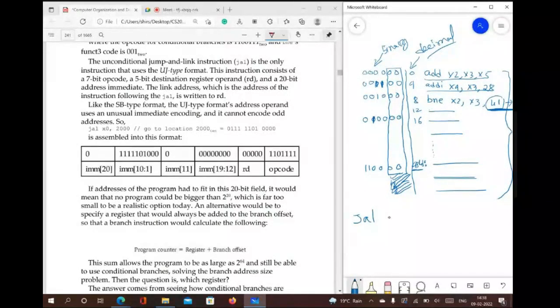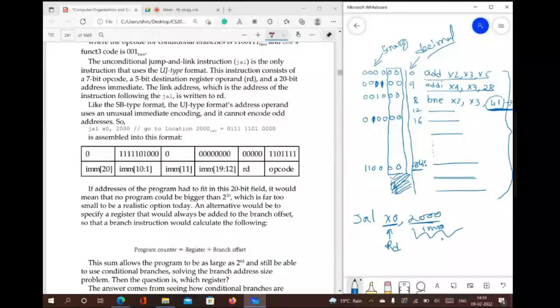So JAL is an unconditional jump, right? JAL x0 and then suppose 2000. This is the location where the instruction jumps. This is the unconditional jump. If you concentrate on this instruction, it only has an RD, the destination register. I'll not explain the detail here, because if you want to understand the detail of JAL, please watch my previous lecture where I explained the purpose of JAL. Here, this is a destination register and this is the label, or you can say the immediate value.